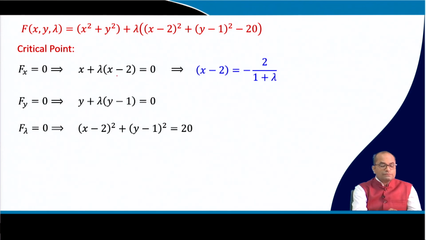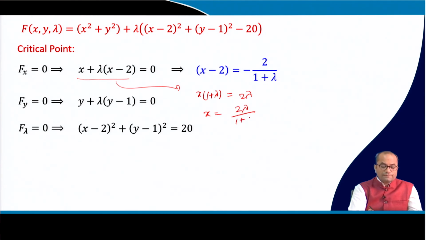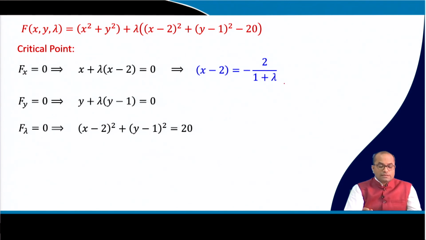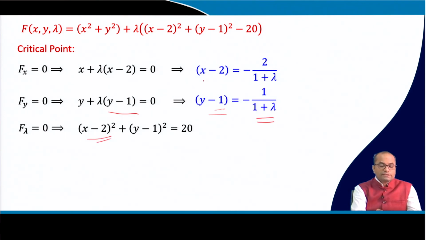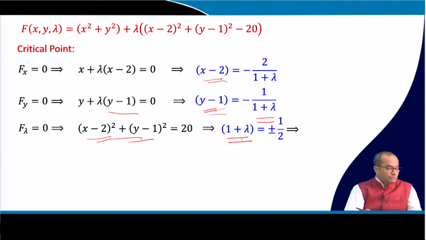From the first equation we can get x - 2 in terms of λ. We have to just simplify this one. If I take x common, we have 1 + λ, and the right hand side will be 2λ. So, x will be 2λ over 1 + λ, and for x - 2 we compute 2λ over 1 + λ minus 2. If we simplify, we will get -2 over 1 + λ. Similarly, from here we can get y - 1 as well, and now if we put this x - 2 and y - 1 in this equation, we will get the possible values of λ.